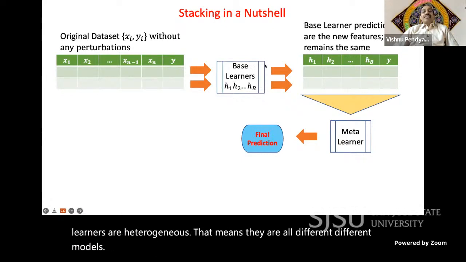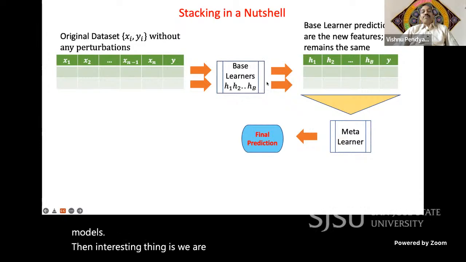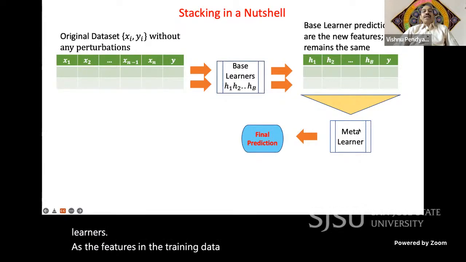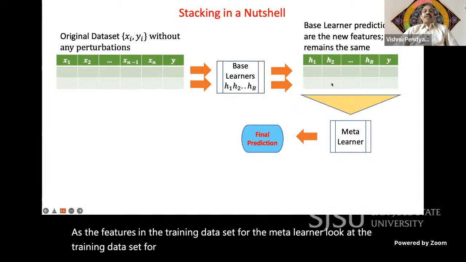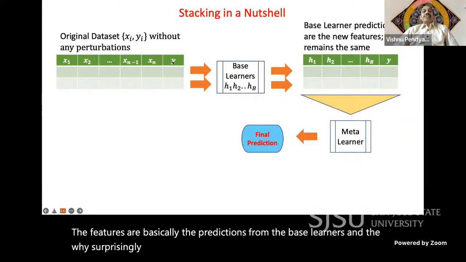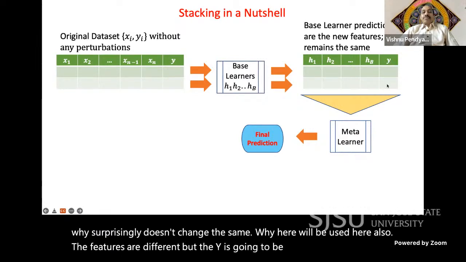Then the interesting thing is we are going to use the predictions from these base learners as the features in the training data set for the meta learner. Look at the training data set for the meta learner. The features are basically the predictions from the base learners, and the Y surprisingly doesn't change. The same Y here will be used here also. The features are different, but the Y is going to be the same.